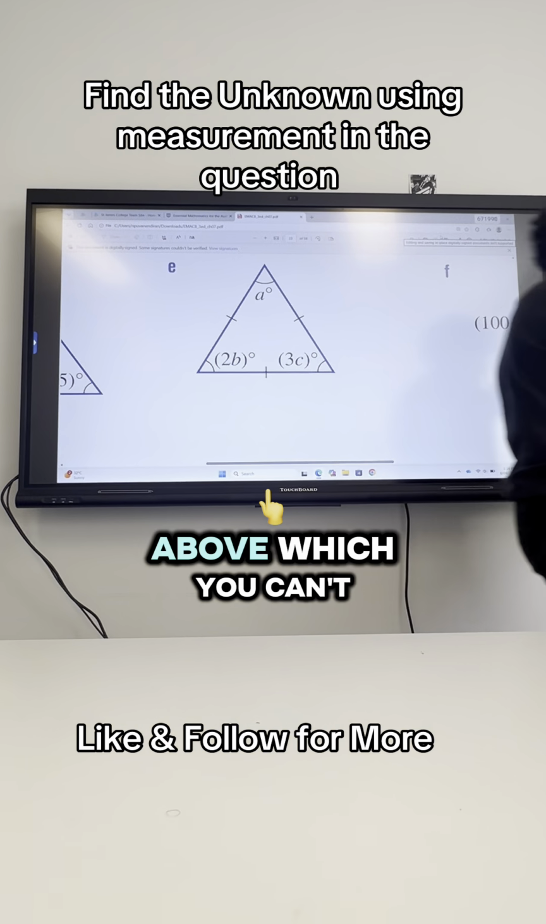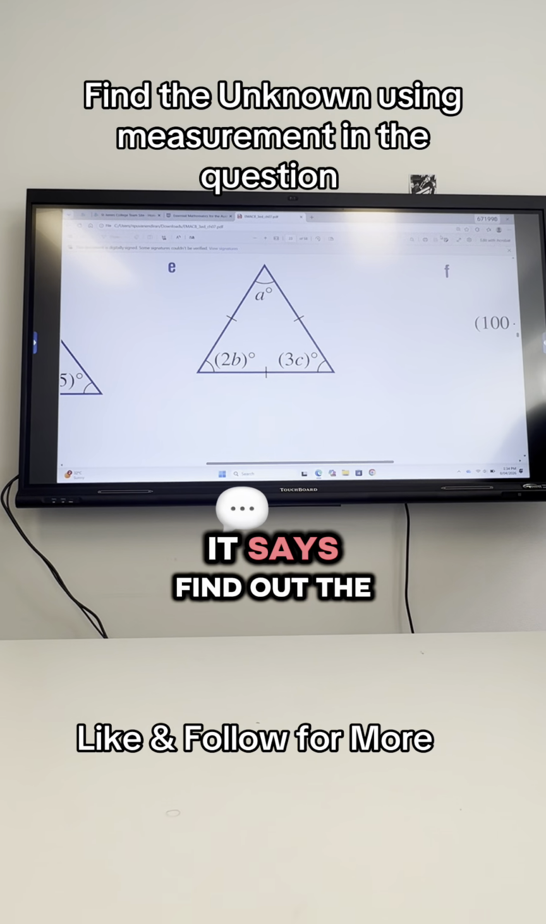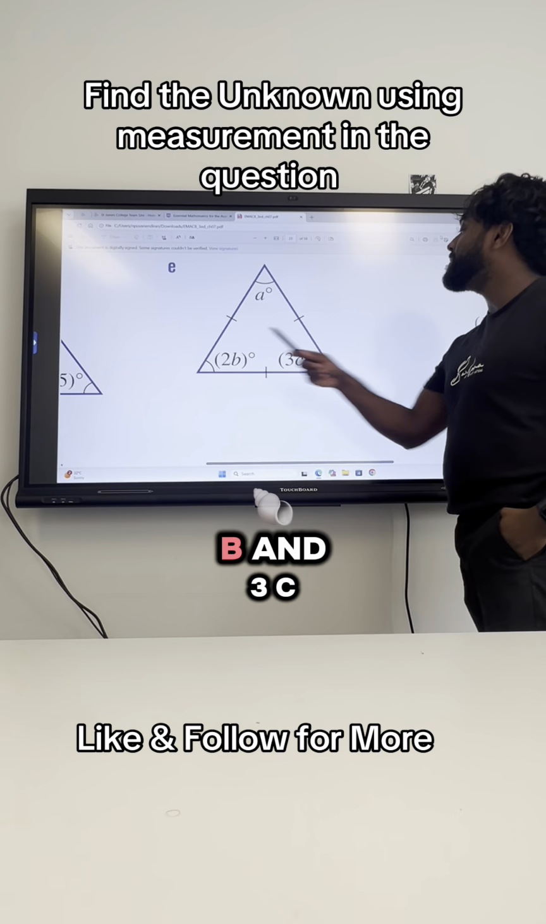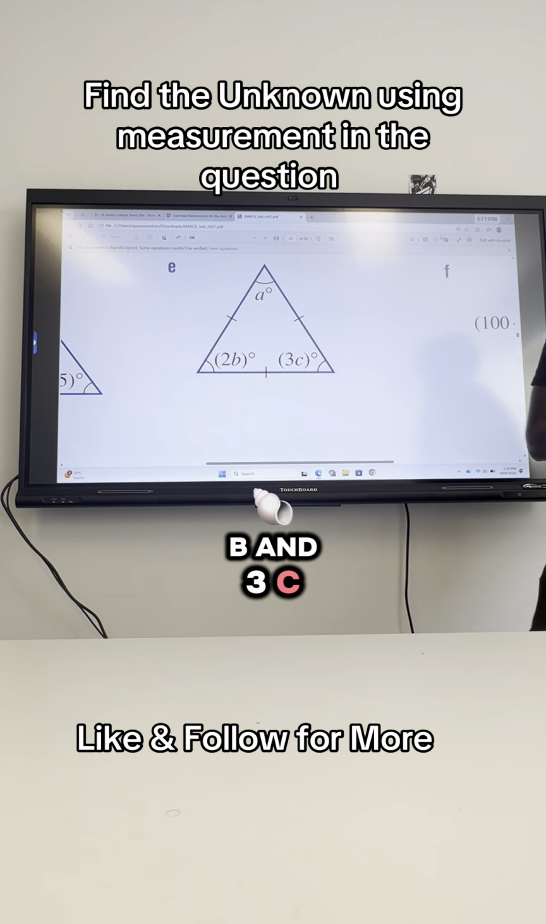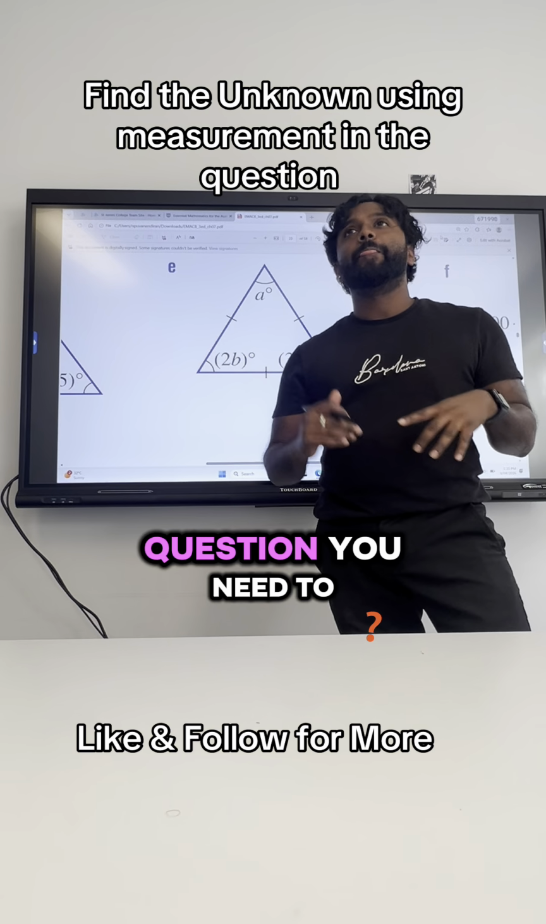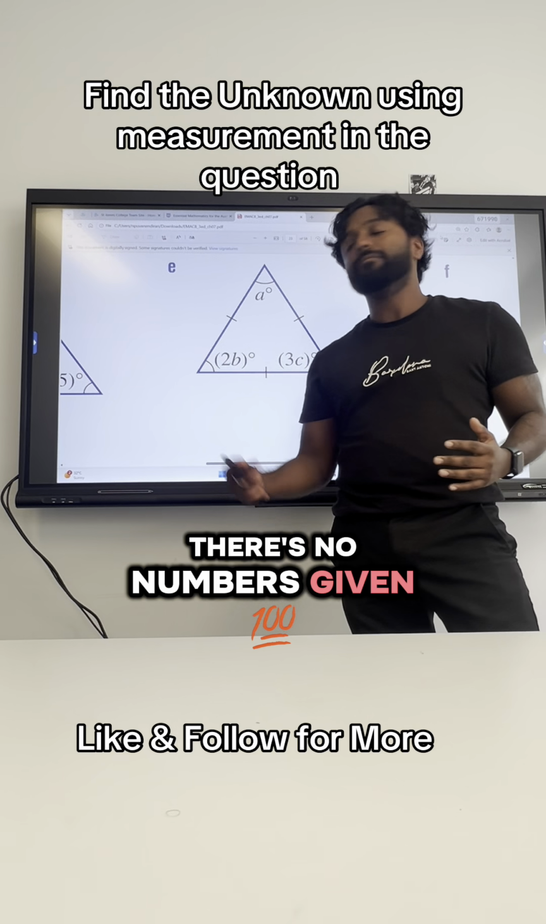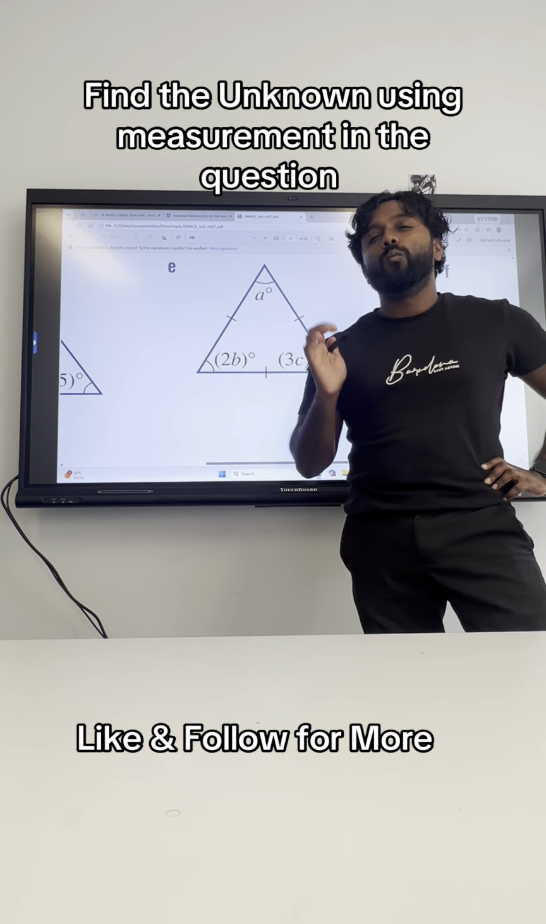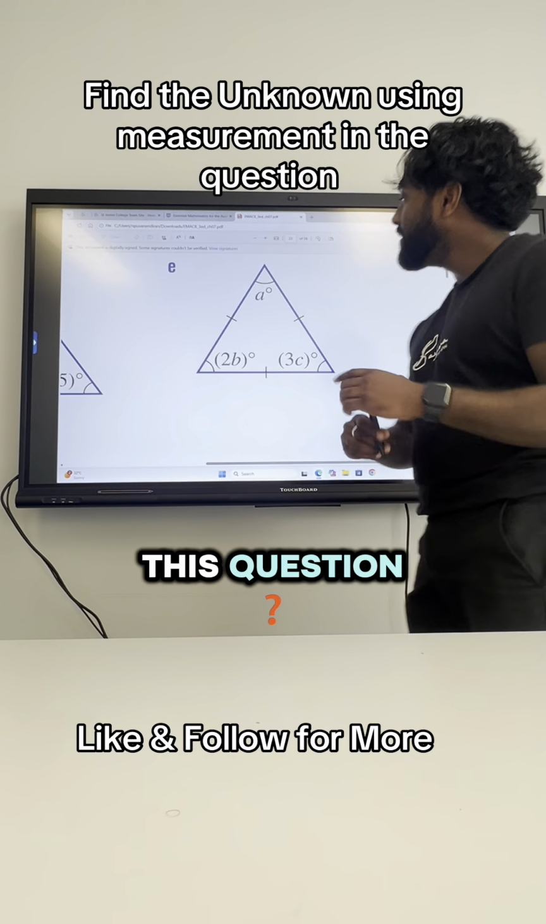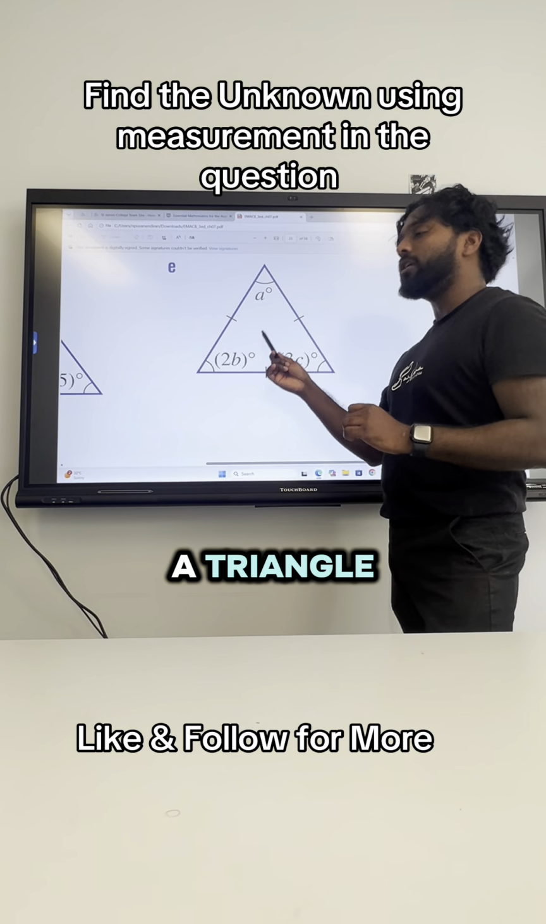The question actually says above, which you can't read, it says find out the values A, B, and 3C. Okay, so with this question, you need to think outside the box. There's no numbers given other than this and this. What is given in this question? We're going to think, okay, it's a triangle.